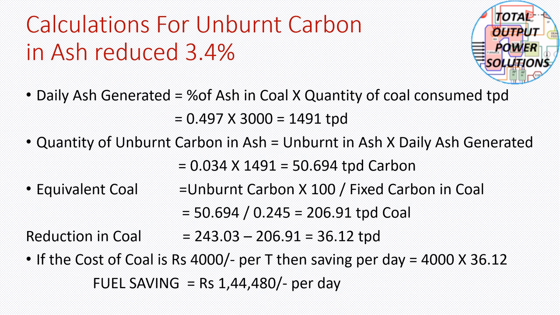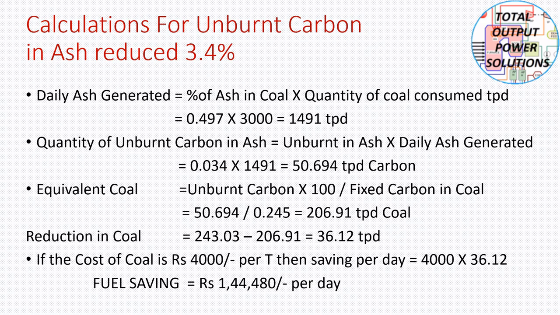Now, because you are burning 3000 tons of coal, there may not be any reduction in coal, but it will increase the output of the boiler. Maybe you have increased kilowatt hours, so that is there. So if the cost of coal is rupees 4,000 per ton, then the saving per day would be around 1,44,480 rupees per day. So this was about the unburnt in ash reduction to 3.4%.